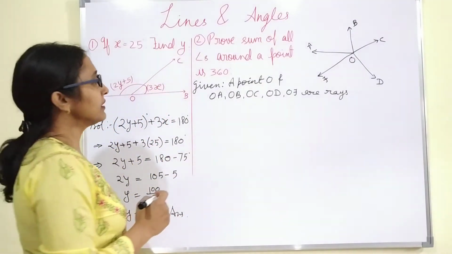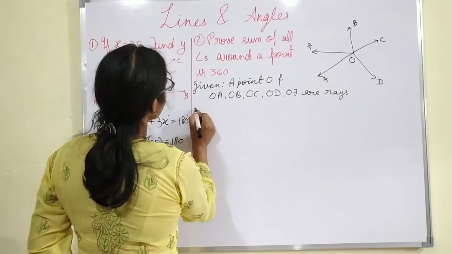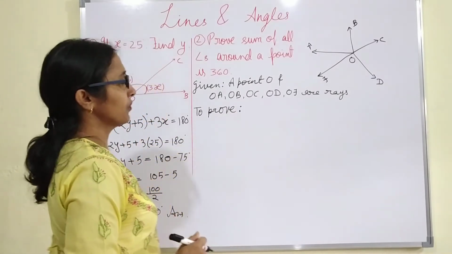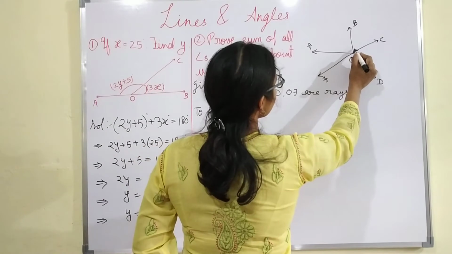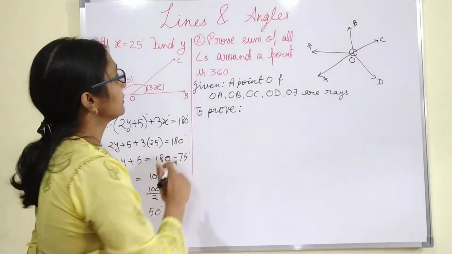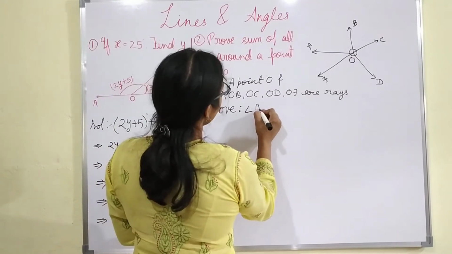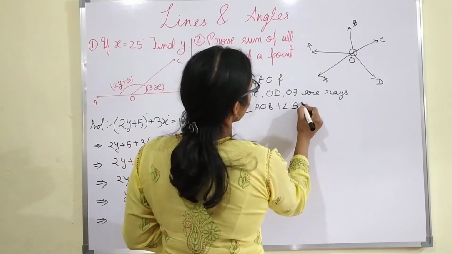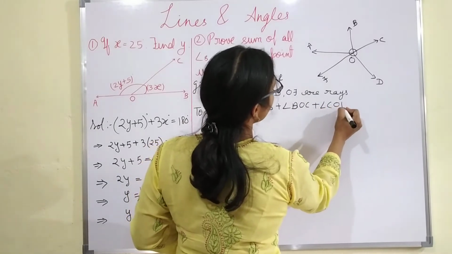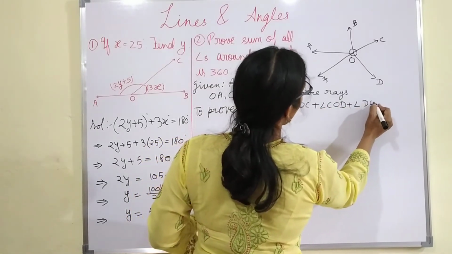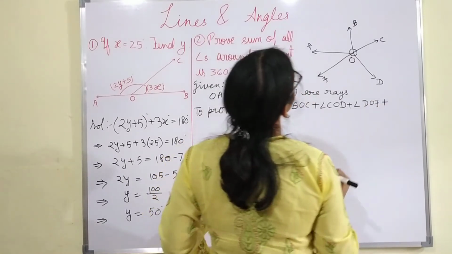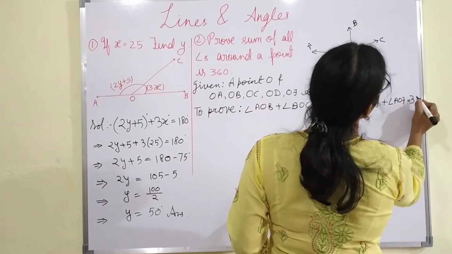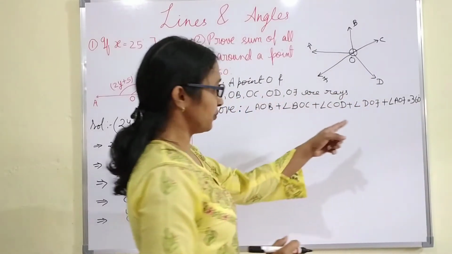Now next is to prove. So to prove is angle AOB plus angle BOC plus angle COD plus angle DOF plus angle FOA equals 360 degrees. We have to prove this.